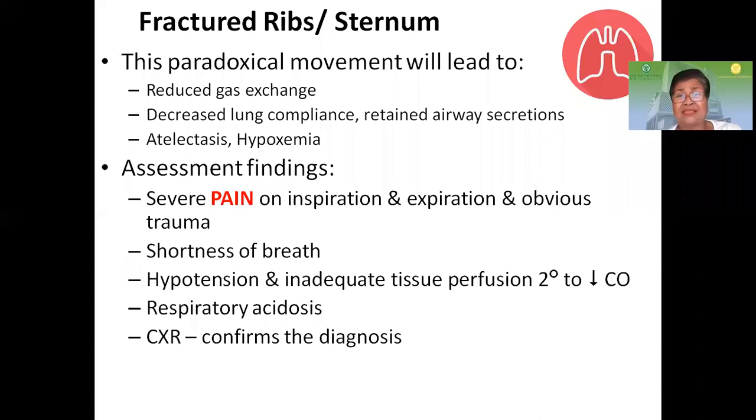Kaya anong assessment findings? There's severe pain, no? Severe pain on inhalation and expiration. And there's an obvious trauma. Of course, there'll be difficulty of breathing. Now, there will be decreased cardiac output. Kaya magkakaroon ng hypotension and effect altered tissue perfusion. Pag sinabi natin tissue perfusion to the brain, to the kidney, okay? And then ABG will reveal hypoxemia with respiratory acidosis. Kasi chest, lungs, chest x-ray confirm the diagnosis. Okay.